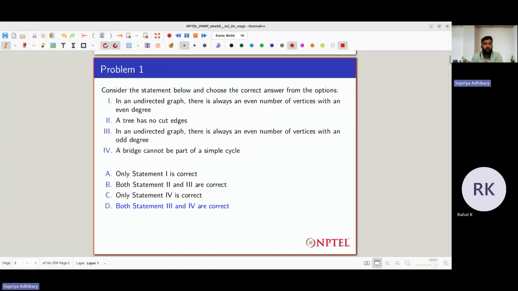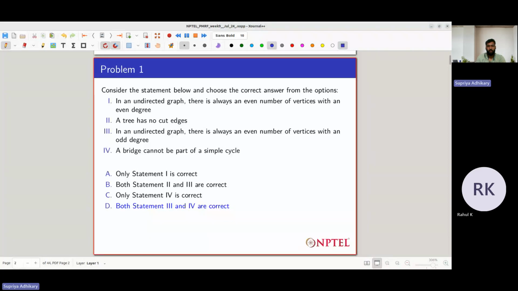In this problem, we have 4 statements, and we have to check the correctness of each of the statements. The first statement is: in an undirected graph, there is always an even number of vertices with an even degree. When we are talking about graphs in this section, all the graphs that we will consider are simple graphs.